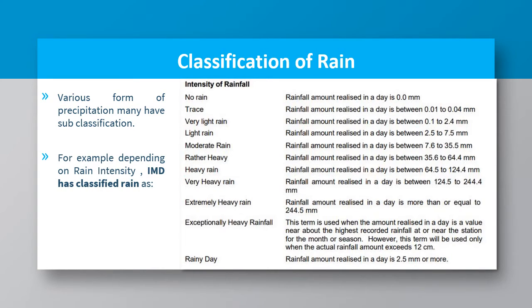So these various forms of precipitation may have further subclassification. For example, rain may be further classified as light rain, moderate rain, or heavy rain, depending upon how much rain has occurred in a particular day or in a particular hour. In this slide, you can see the classification of rain as per IMD depending upon the intensity of rainfall. Likewise, we have various types of subclassification of various types of precipitation.